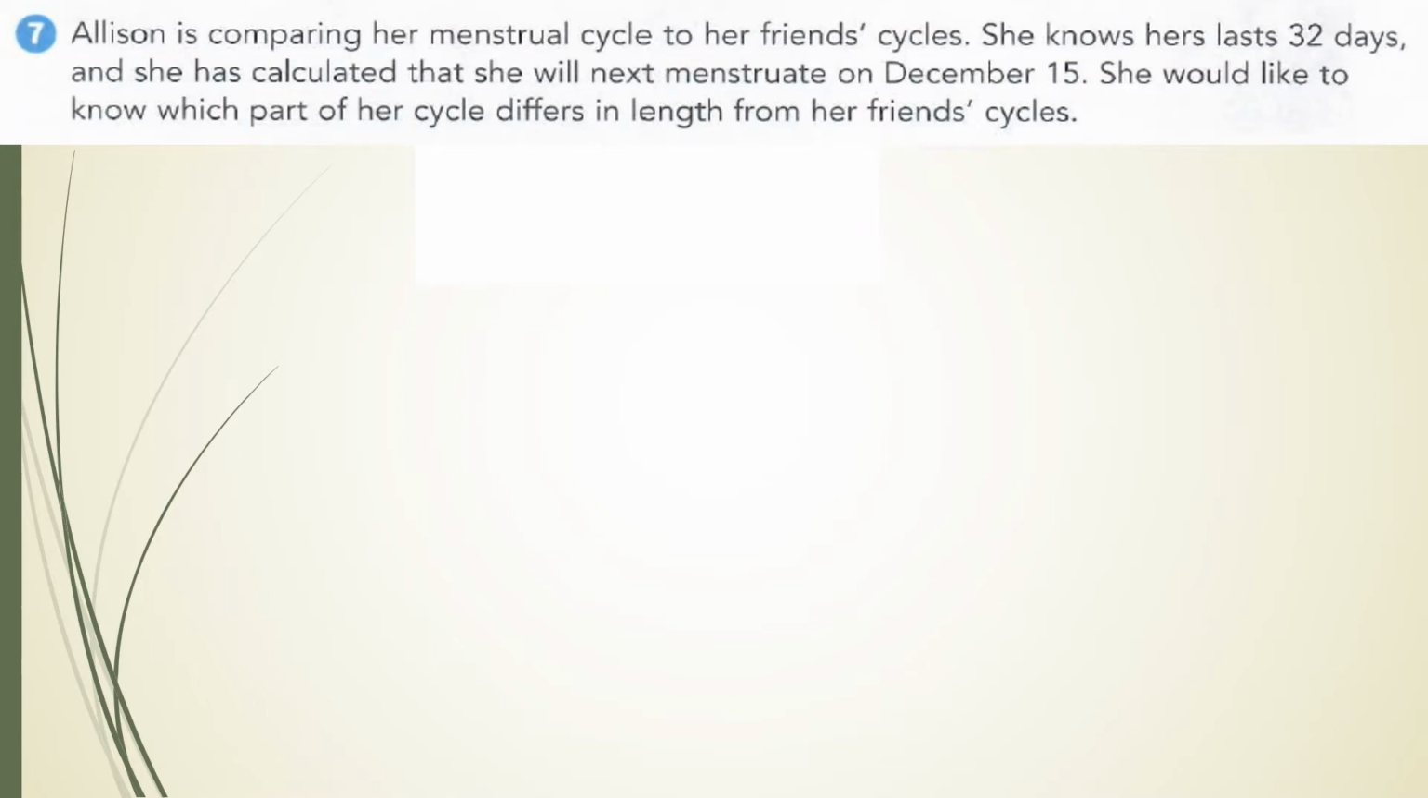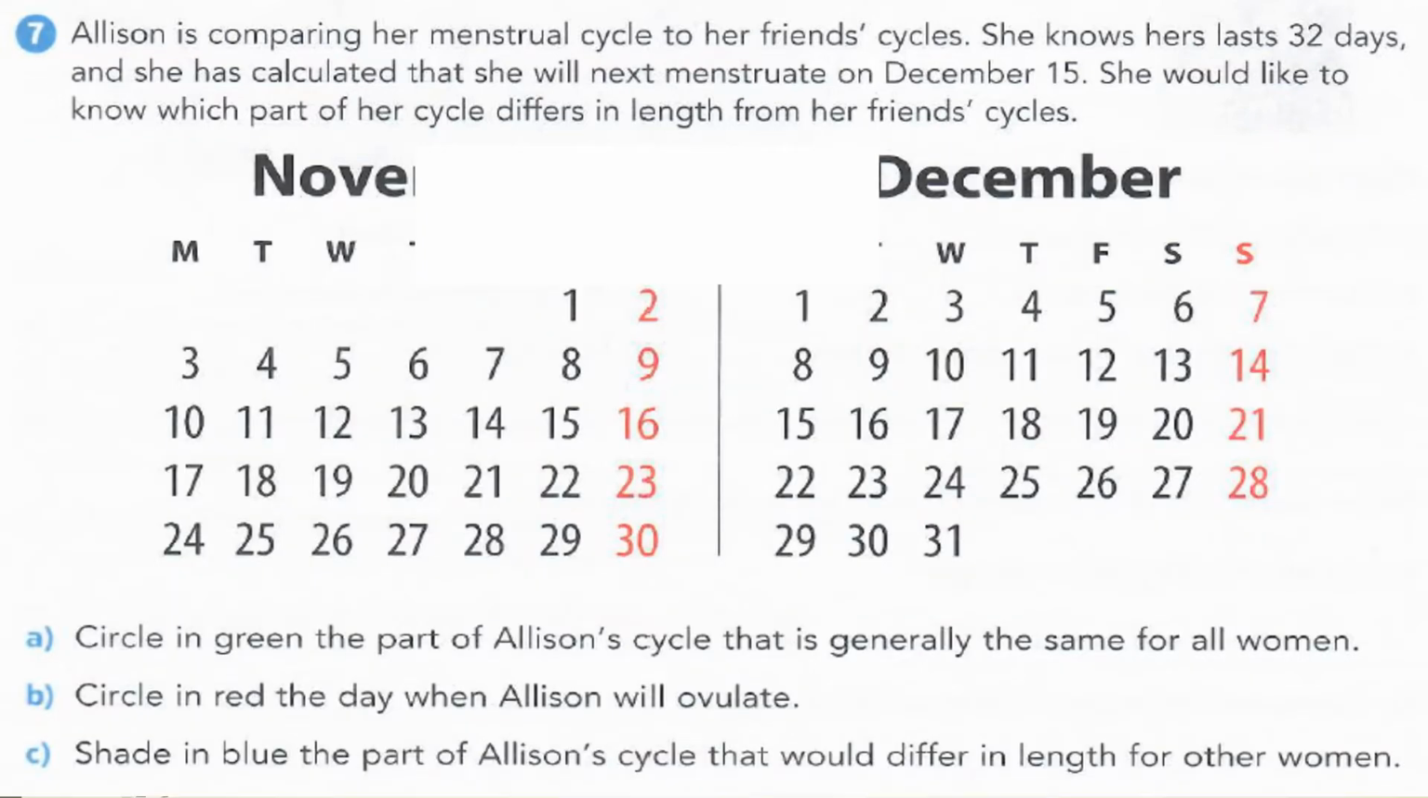Okay, this next one. Allison is comparing her menstrual cycle to her friend's cycles. She knows hers lasts 32 days, and she has calculated that she will next menstruate on December 15. She would like to know which part of her cycle differs in length from her friend's cycle. So here I'm going to put the calendar and the questions. I'm not going to answer the questions directly and not in this order. Okay, I'm going to answer the questions in the easiest way possible.